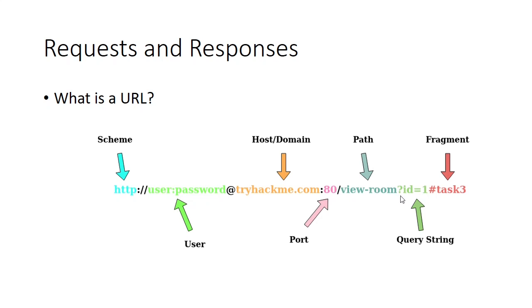Then the path, which is the file name or location of the resource you are trying to access. Here it's view room. The query string here is what is in green. So it's extra bits of information that can be sent to the requested path. For example, here you would tell that you wish to receive the room which has the ID number 1. And then we have the fragment.